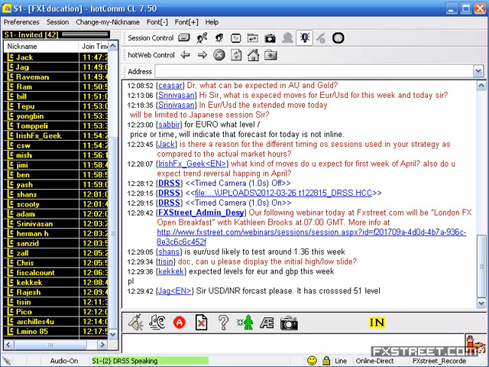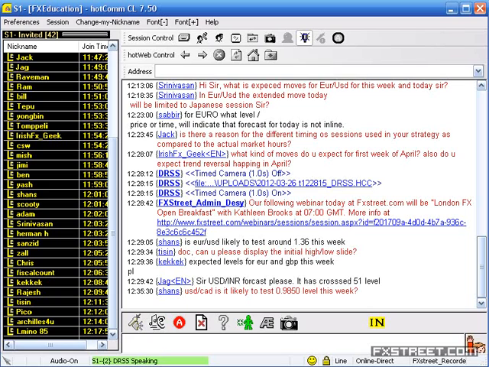And Shan. Is euro likely to test around 1.36? Yeah, there is a great chance to reach 1.35 to 1.36 this week. And Jason, can you please display the initial expected levels for euro and GBP. Yeah, the potency is 350 pips gain in a week in the case of euro and 600 pips in the case of GBP. So they could go as much as possible.